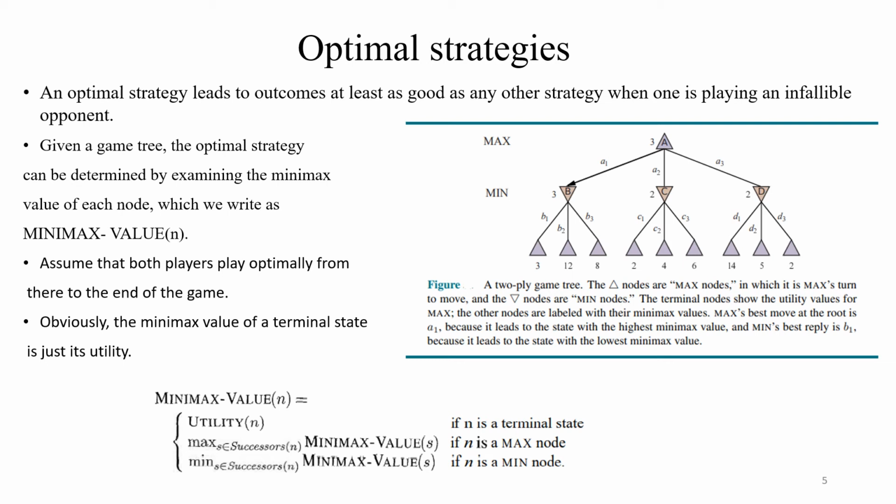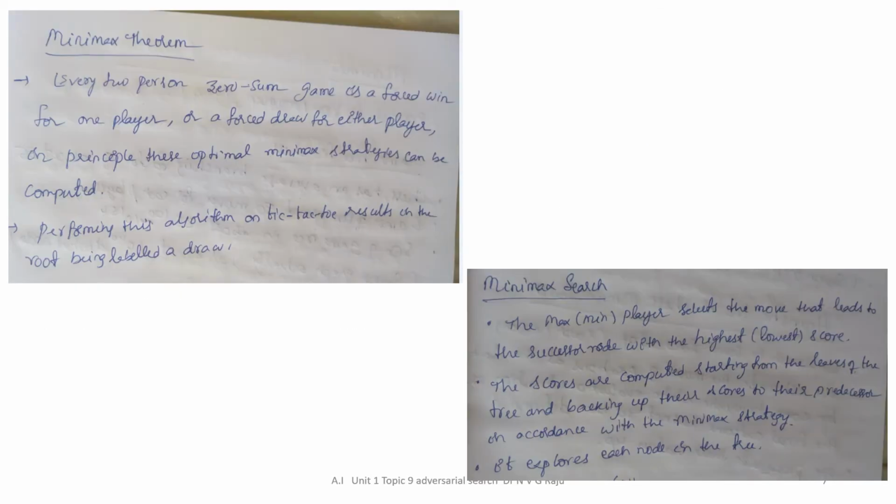The optimal strategy leads to an outcome at least as good as any other strategy when one is playing against an infallible opponent. The minimax theorem states that every two-player zero-sum game is a forced win for one player or a forced draw for the other player. In principle, these optimal minimax strategies can be computed.